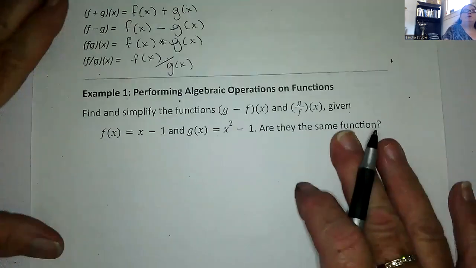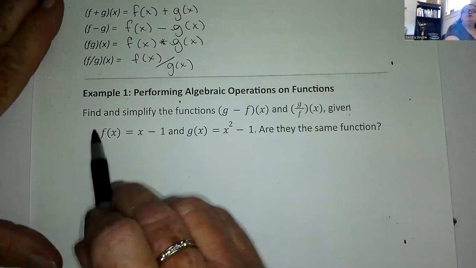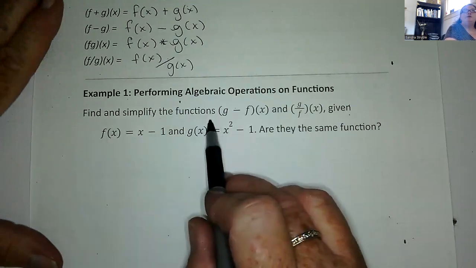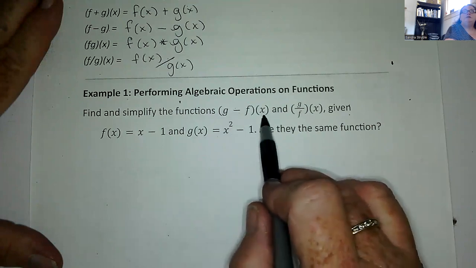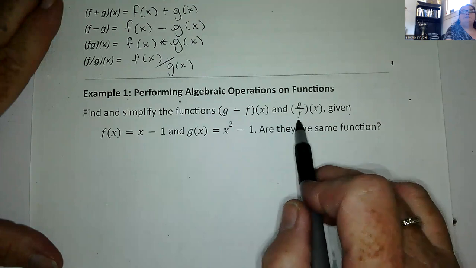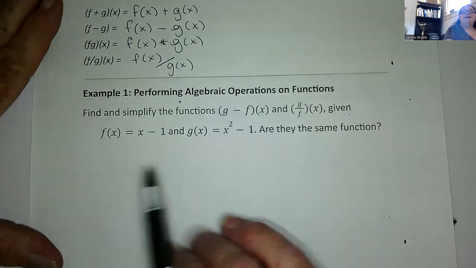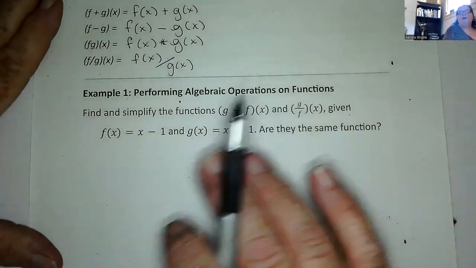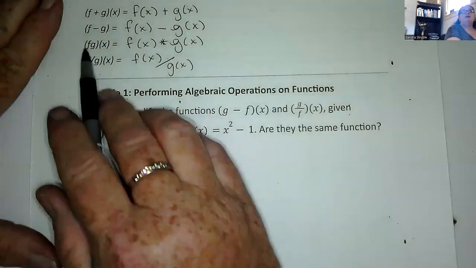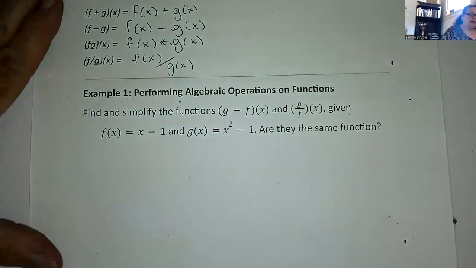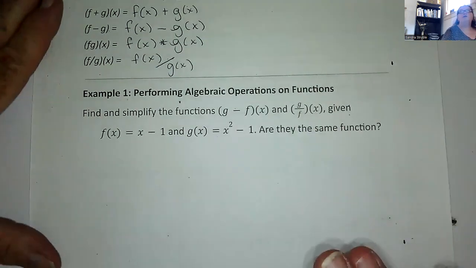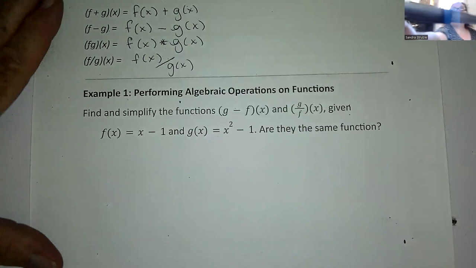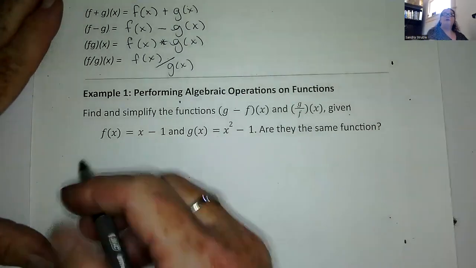Let's go to example 1 where we're actually doing this. We're going to find and simplify the functions g minus f of x, and we're also going to find g divided by f of x. I kind of want to do all of them, the addition, subtraction, multiplication, and division, because I know y'all are struggling at this point in the game, and I don't want to leave out any options for what you could possibly understand. I want to make sure I provide that for you.